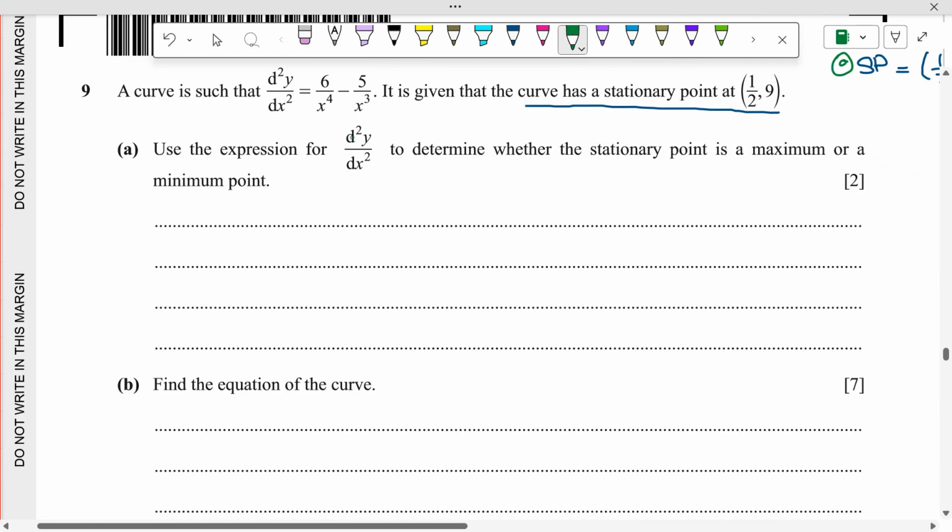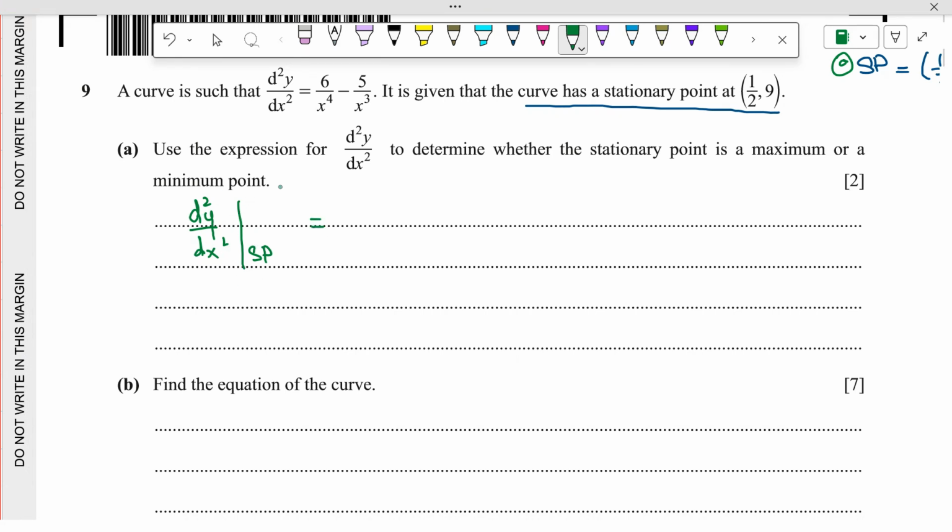Use this expression for the second derivative to determine whether the stationary point is a maximum or a minimum point. To find the nature of the stationary point, we always use the second derivative and plug the stationary point into the second derivative equation, to find whether the second derivative at the stationary point is positive or negative.